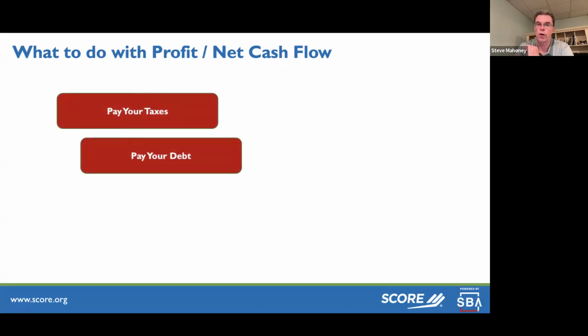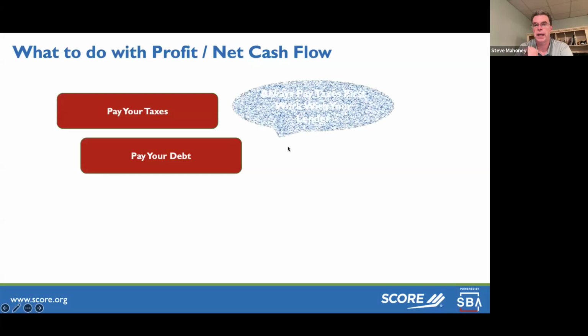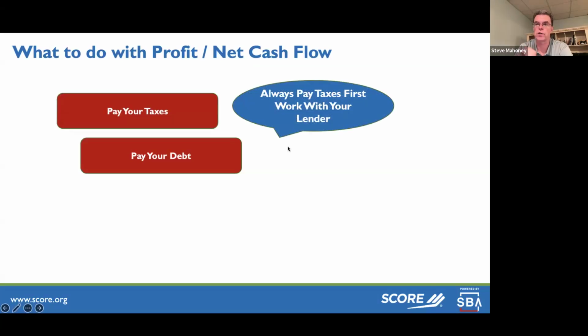The first items are always pay your taxes and pay your debt. Can't emphasize this enough. Always pay your taxes first. Make sure you are current. Work with a CPA to help understand your business taxes.